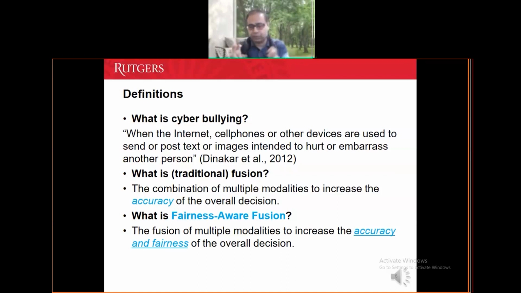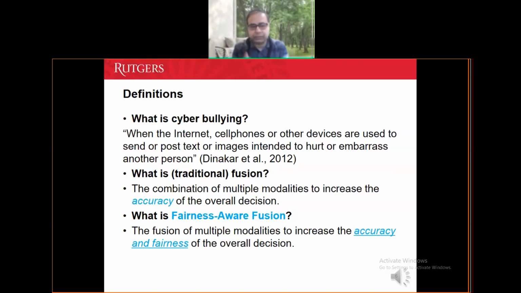What is fusion, or rather the traditional interpretation of fusion? It is that you are combining data from multiple modalities to increase the accuracy of the overall decision. So there's sensor one, which says that there is bullying going on with 80% confidence, another sensor which says that there's no bullying going on with 60% confidence, and you could somehow combine these two together to get as high an accuracy as possible. So what we are bringing to the table is this idea of fairness-aware fusion.